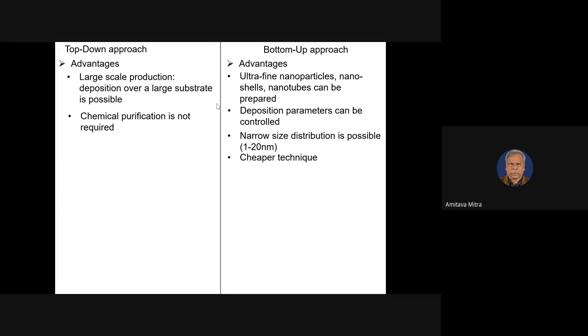Large scale production and deposition over a large substrate are possible. And in this case, chemical purification is not required. What is the advantage of the bottom-up approach? You can go for much finer nanoparticles; nanocells and nanotubes can be prepared through the bottom-up approach. Deposition parameters can be controlled very well. Narrow size distribution is possible. And another big advantage of the bottom-up approach is that it is a cheaper technique. It is not a very costly technique.